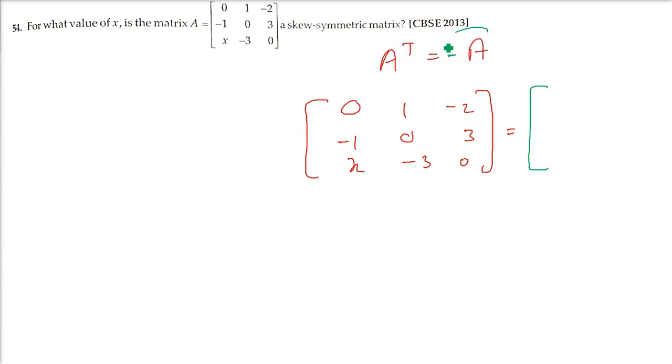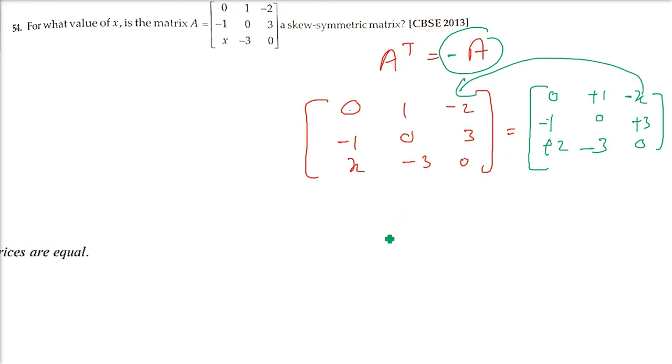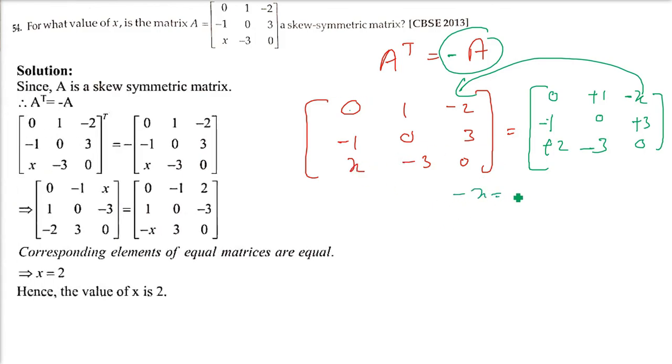Okay. Now let us take the transpose. Row will become column. 0, 1, -2 will be the first column. -1, 0, 3 will be the second column. And x, -3, 0 will be the third column. Now we'll just change the sign because it has to be multiplied by negative. So the minus x is -2 and x is 2 from the two equalities. So in both the cases, x is going to be 2. From here, x equals 2. But you have to write like this, okay? This one.